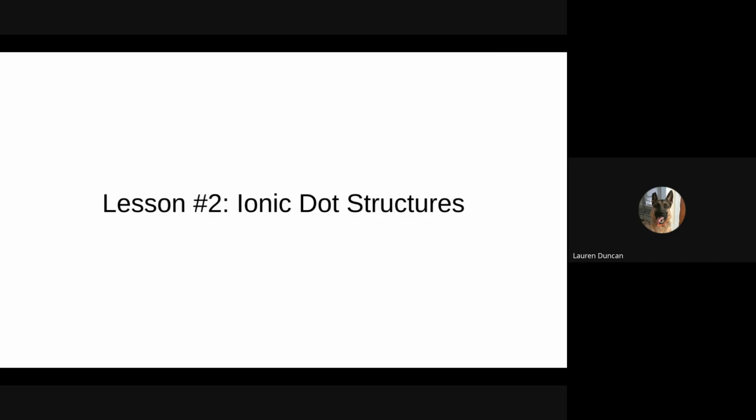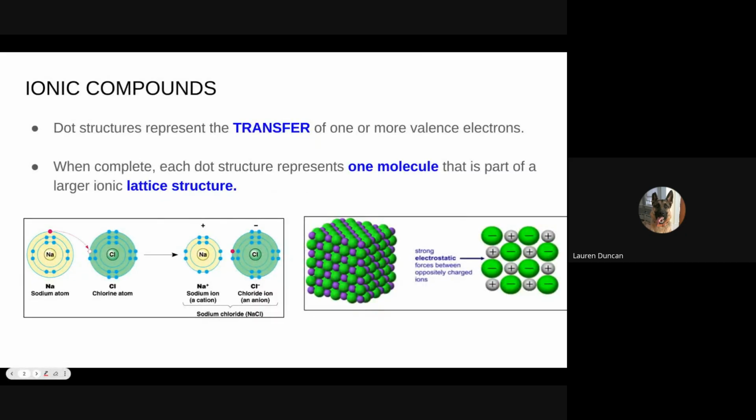All right, you should have your handout in front of you. You should be taking notes along with this. I also have the completed notes that I'm about to go over posted on our Google Classroom. Okay, so basically what I'm going to teach you how to do today is how to draw the dot structure for an ionic compound. So that is a combination of a metal and a nonmetal.